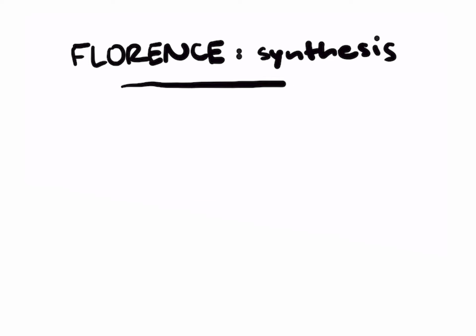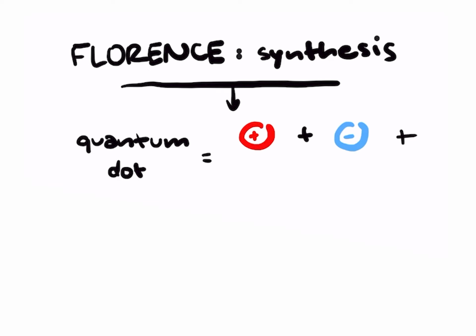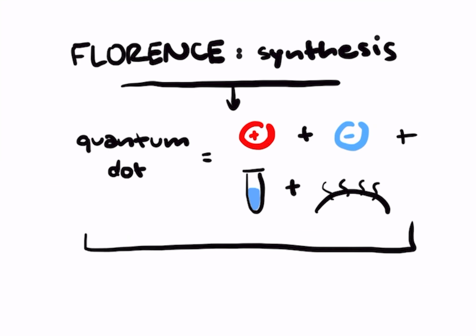I additionally shadowed Florence, a graduate student who is also working to improve the efficiency of quantum dots. However, unlike Michaela, Florence works on the synthesis or production of quantum dots. Quantum dots are created using a cation, anion, a solvent, a ligand, and sometimes an additive, which can improve the quality of the quantum dots that are synthesized. The process of creating any nanoparticle is very complicated. Florence showed me how to create indium phosphide quantum dots.